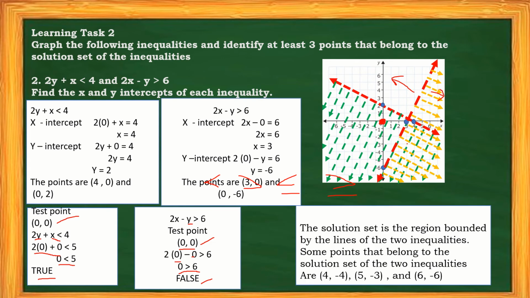Okay, then, again, the solution set of the given systems of inequality is the region bounded by the lines of the two inequalities. Okay, or yung nag-overlap. So, yung nag-overlap dyan is eto. Yung region na yan.